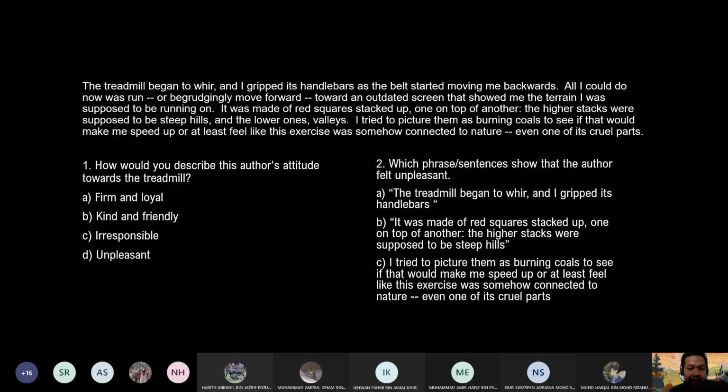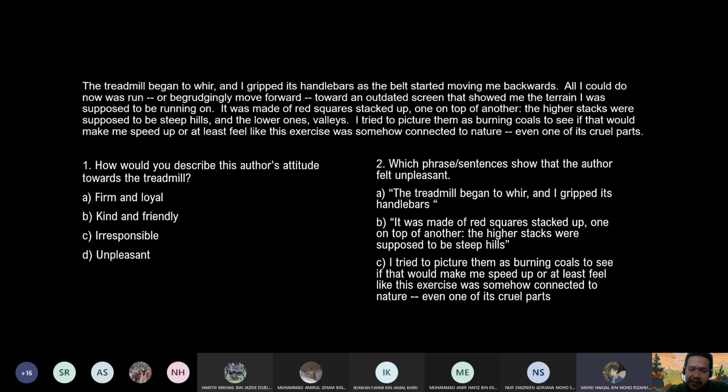Okay, what about number two? Which statement or sentences show that the author felt unpleasant? Clearly, yeah. Focus on the word choice that the author chose. A, B, or C? C. Yes, C. Okay, which word do you think shows the negativity or unpleasantness of the author?